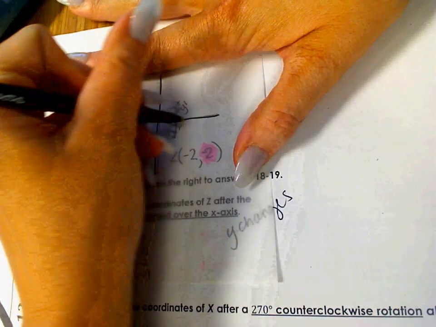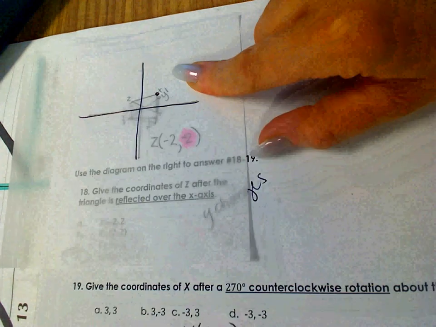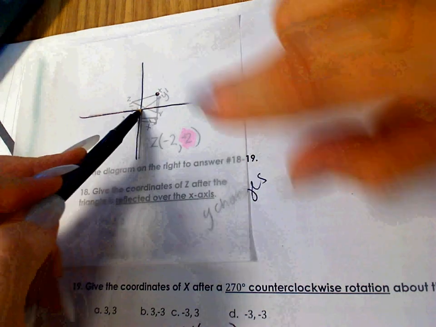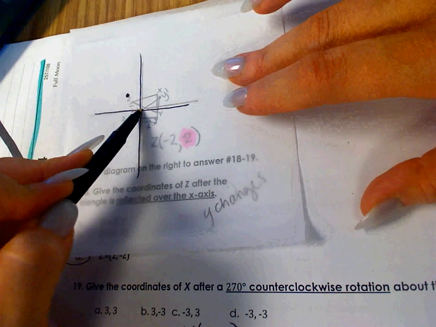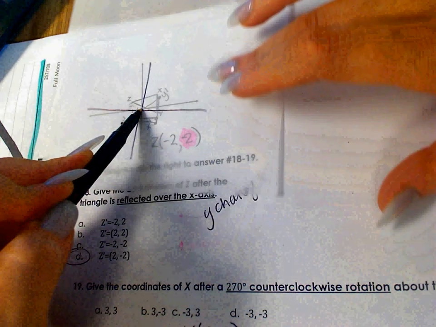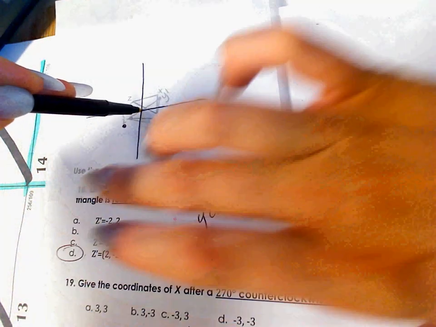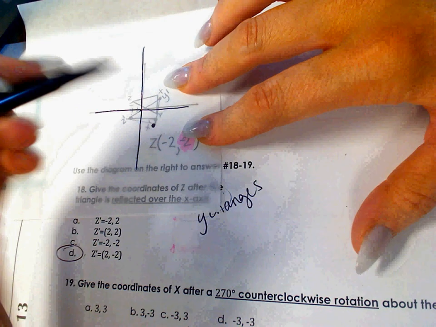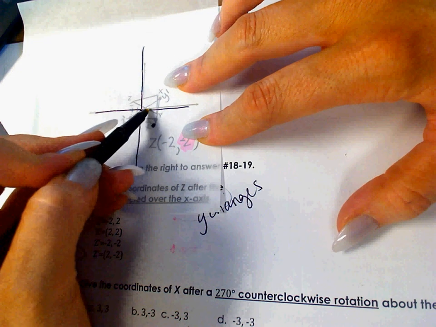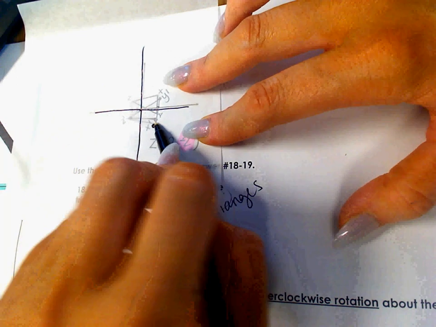Okay, here's x. And we're going to go 270 degrees counterclockwise. So we're going to go 3 turns, okay? 1, 2, and 3. So then it would be at +3, -3. B.